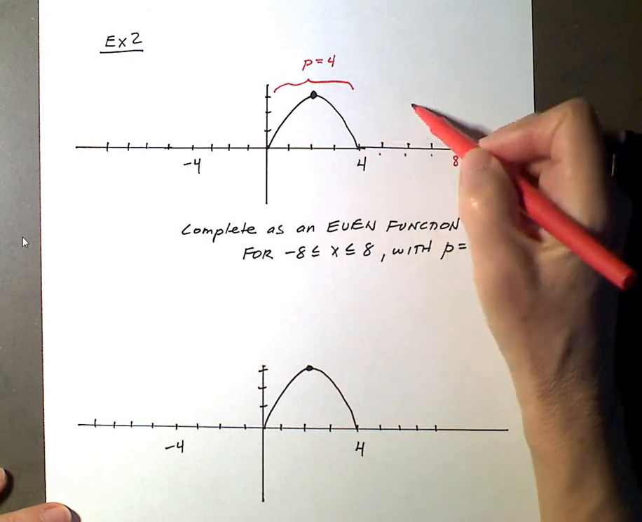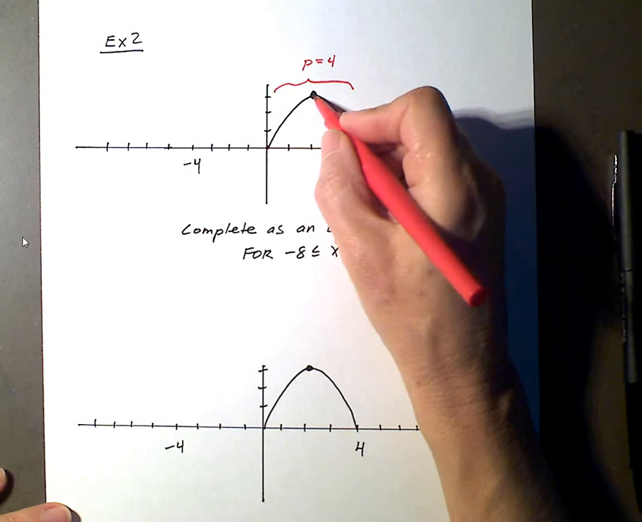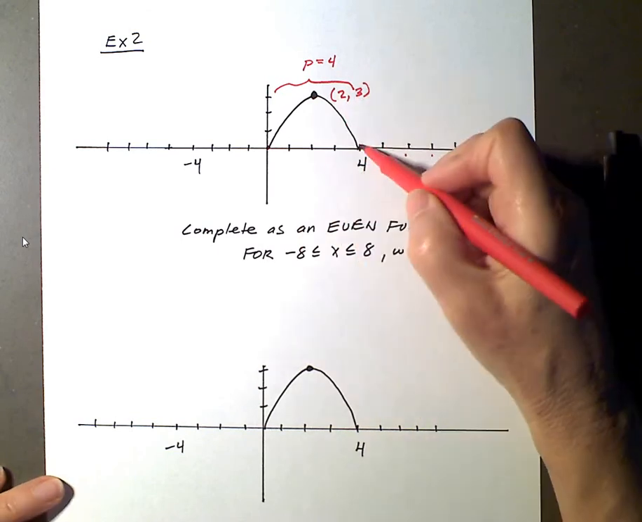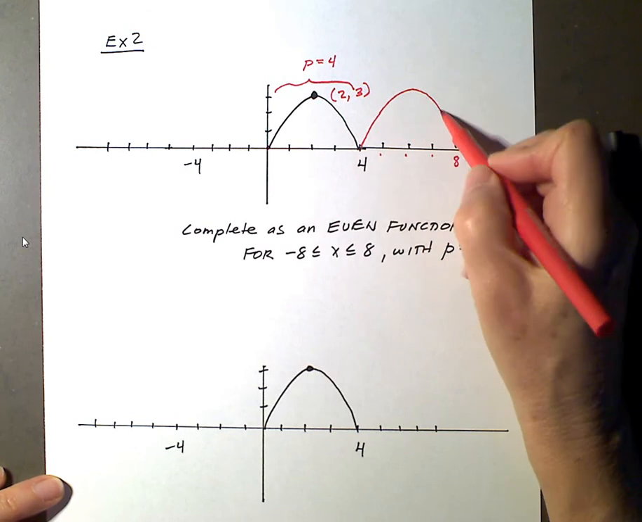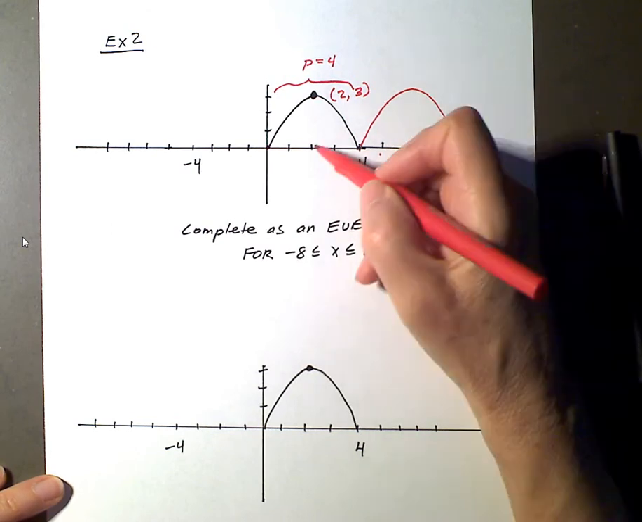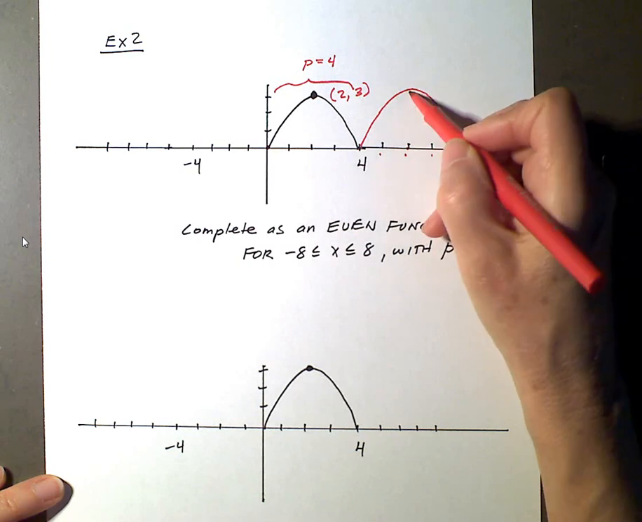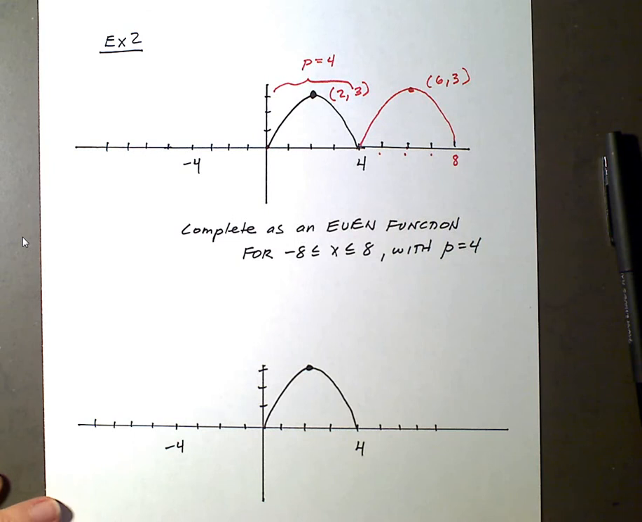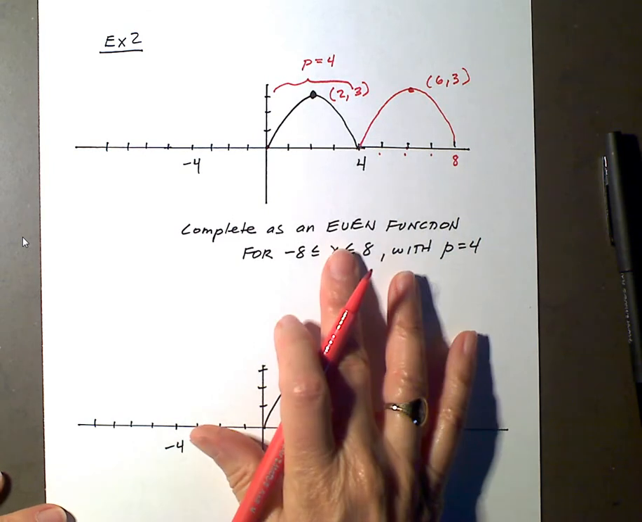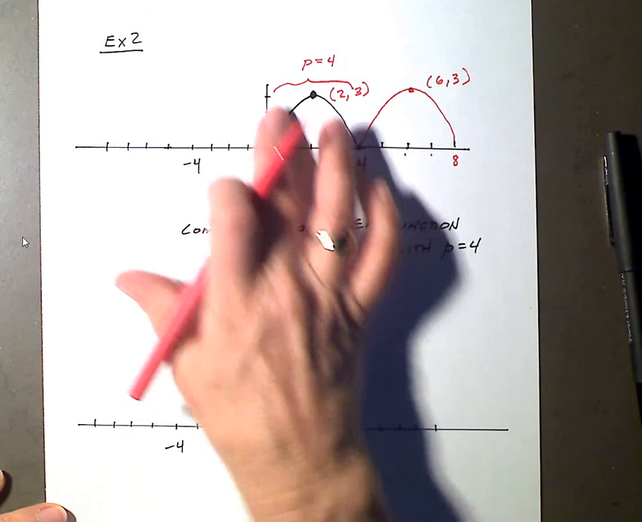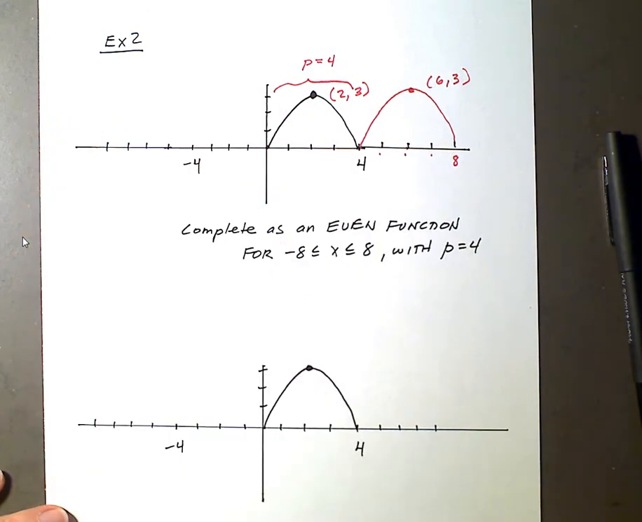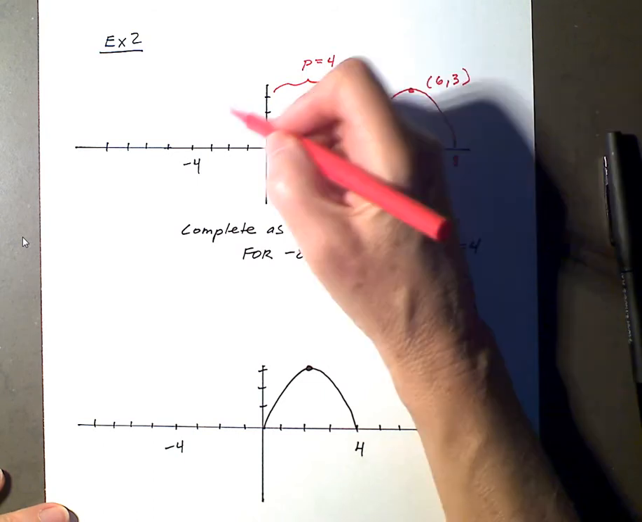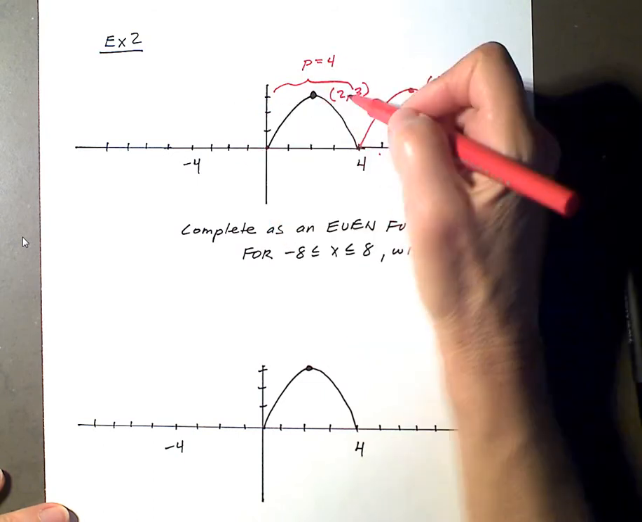So if I just want to see what point this is, this looks like it's at 2, 3. So I'm going to put that point there. And I'm going to come up and go like so. And then the point that's halfway between 4 and 8, which would be 6, 3, would be on that graph too. Okay, so to make this an even function, it has to have y-axis symmetry. So it has to look the same on the other side. So that means if I input a negative 2 right here, I should also get a positive 3.